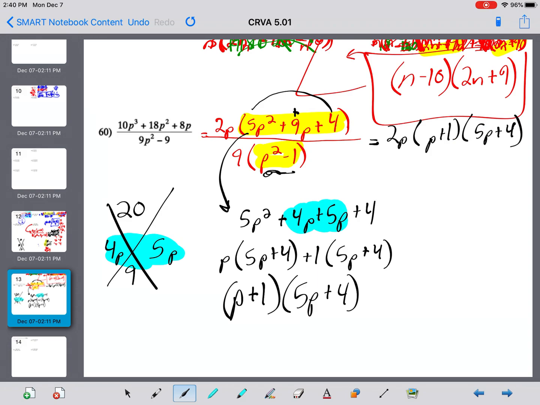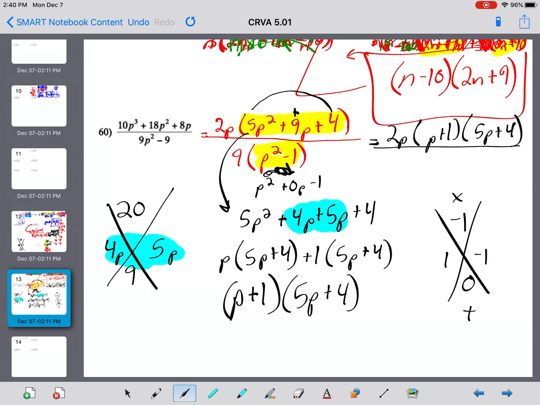Now, on the bottom, you might be saying, I don't think I can factor that. Well, if you want to do a diamond, we're looking for ways to multiply to -1. And notice, this is the same as p squared plus 0p minus 1. We're looking for ways to multiply to -1 and add to 0. That's 1 and -1. P plus 1, p minus 1. So, we have a final answer of 2p times 5p plus 4.